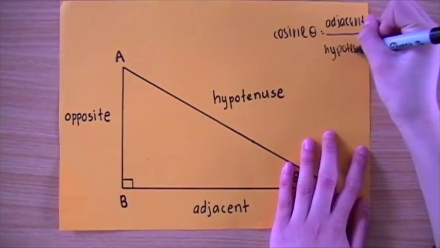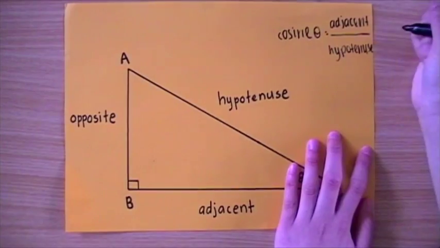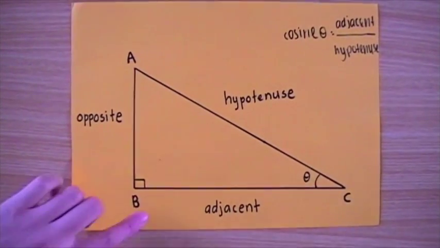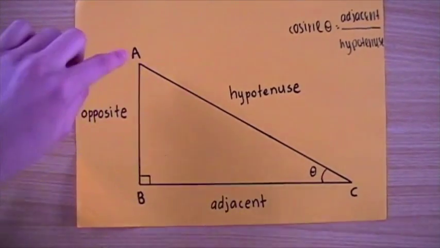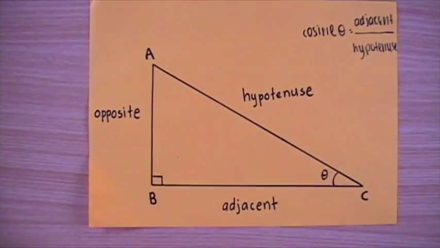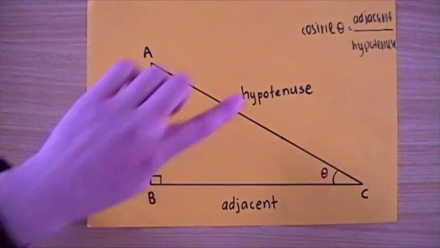We use this ratio if it is convenient. For example, if we wanted to find BC and we had a value for AC, we can substitute it into the cosine ratio.